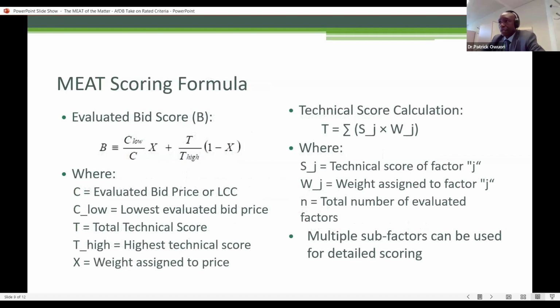Just like our colleague Didier described, we use the same scoring formula for the MEAT process, where we get the inverse of the financial scores and the technical scores, and combine them into a formula that we use to get the most economic advantageous tender. The technical scores are derived by a summation of the technical score and the respective weight. So once that is obtained is when we then transfer that into the main MEAT scoring formula.